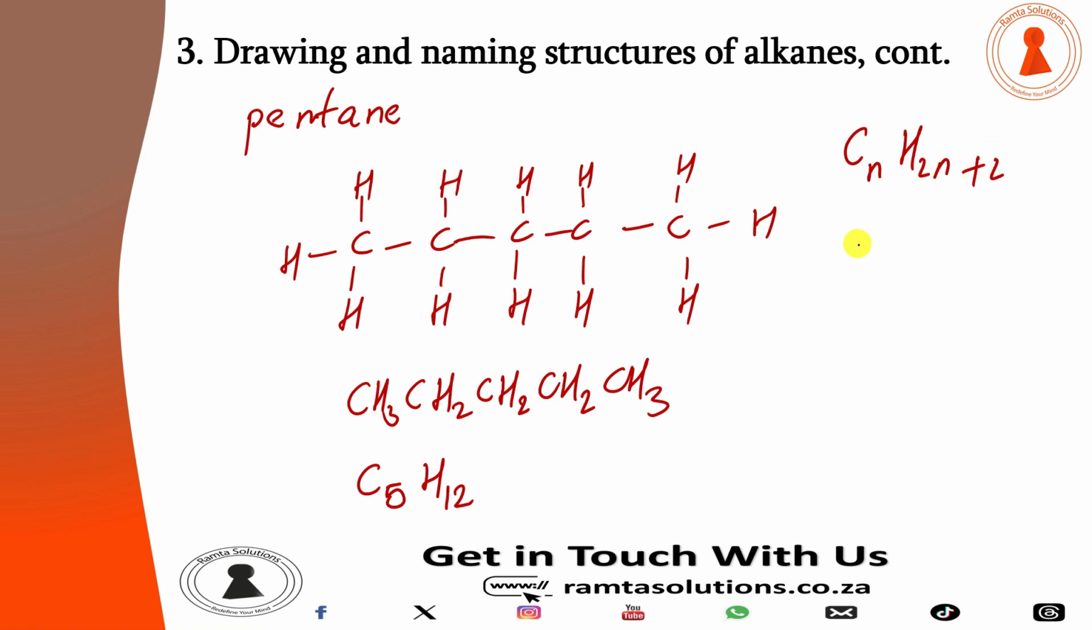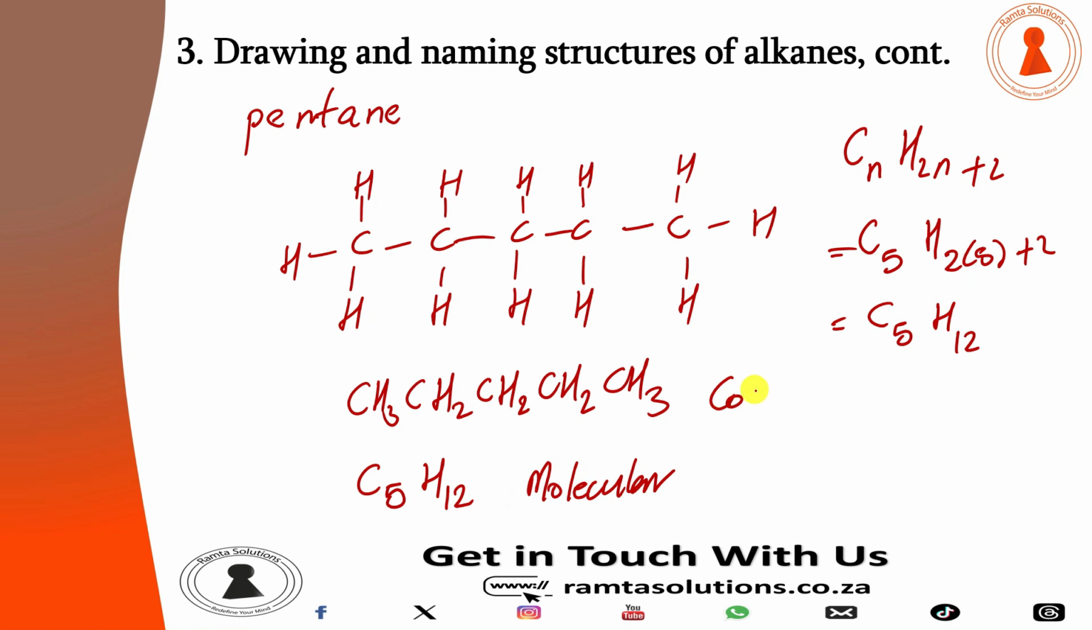And you remember the general formula was CnH2n+2. You can simply say, oh, 5 carbons. Okay, so it'll be 2 times 5 plus 2. Then it'll be C5H12. Isn't this what we got? Indeed it is. Do you see this? So this is a molecular formula. And this is condensed. This is structural. Happy? Good.